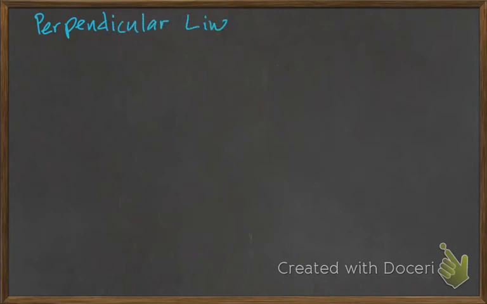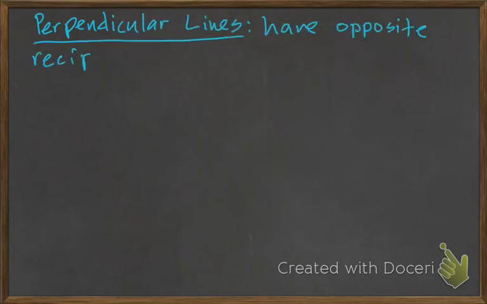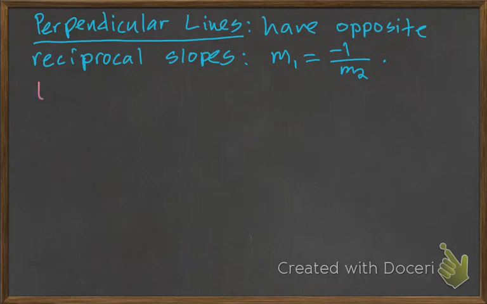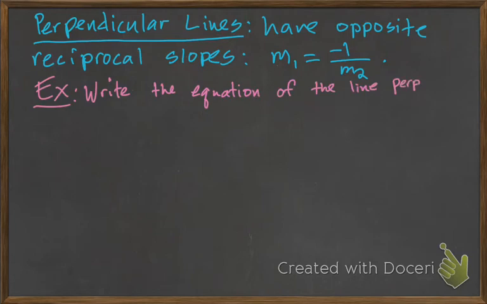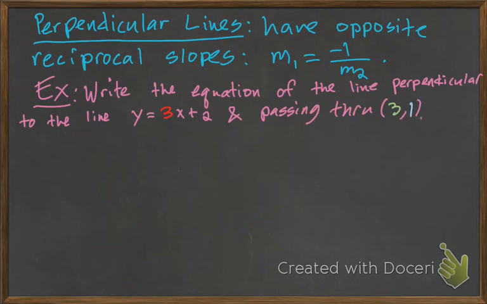Let's look at perpendicular lines. Perpendicular lines have negative or opposite reciprocal slopes. That is, if one slope is perpendicular to the other, then that slope must be the negative one over the second slope. As an example, write the equation of the line perpendicular to the line y equals 3x plus 2 and passing through the point (3, 1).